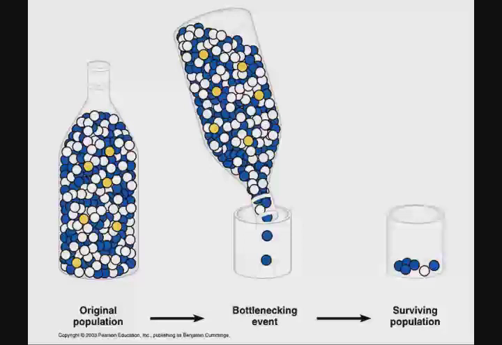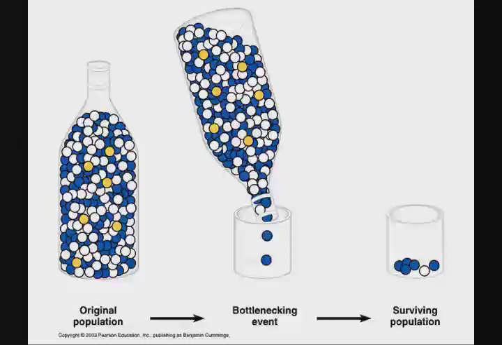So if we look at the original population, you can see the alleles in this original population. There's the blues and the whites and the yellows, right? And then some natural event happens, and we call this a bottleneck effect.